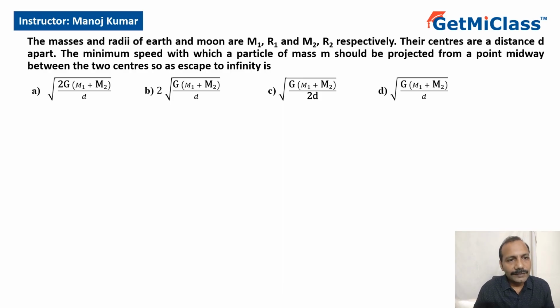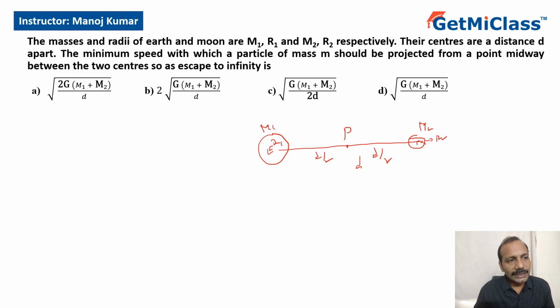So at infinity we know that the potential energy is 0 and kinetic energy is 0. Let's say this is Earth and this is Moon. Now both are separated by a distance d, and this mass is m1, radius is r1. This mass is m2 and radius is r2. At the center, the distance from here is d by 2. This distance from here is d by 2. I'll call this point P.